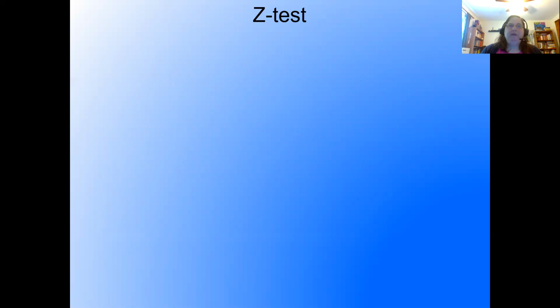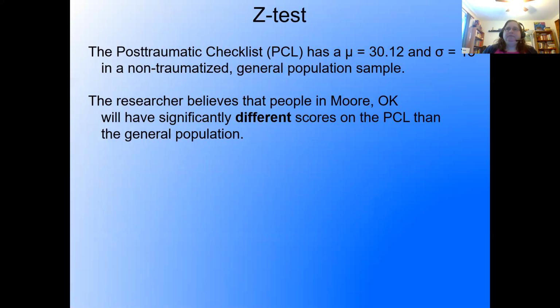So let's talk more about the z-test. In fact, let's actually work through another example here, except this time we are going to change things just a little bit. We're going to leave the top part the same. The post-traumatic checklist, PCL, has a mu of 30.12 and a sigma of 15 in a non-traumatized general population sample. We'll leave that the same, right? We're not changing these numbers at all. The researcher believes that people in Moore, Oklahoma will have significantly different scores on the PCL than the general population.